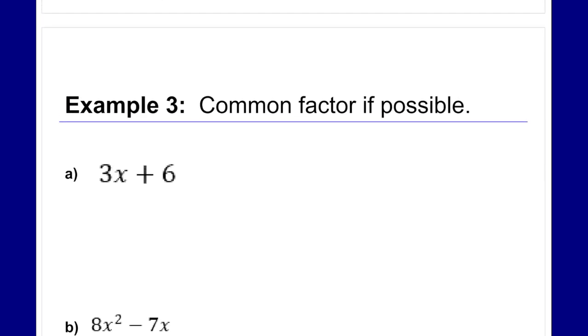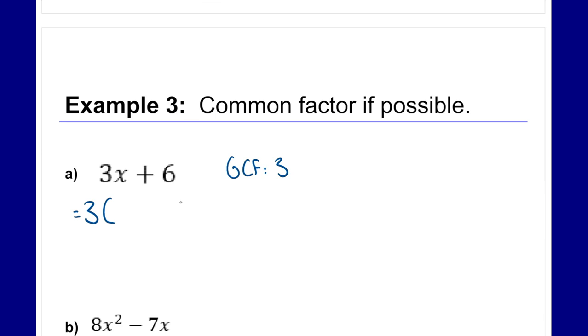So in the first one, we have 3x plus 6. I have two terms here. I want to look at the coefficients, or the numbers, first and think about what number divides into both 3 and 6. Well, the number that divides into both 3 and 6 is 3. So right now, my greatest common factor is 3. Is there a letter or a variable that is common between both these two terms? In this case, no, because one has an x and the other does not. So I don't have to look at the further steps, such as the lowest exponent. I just know my greatest common factor is 3.